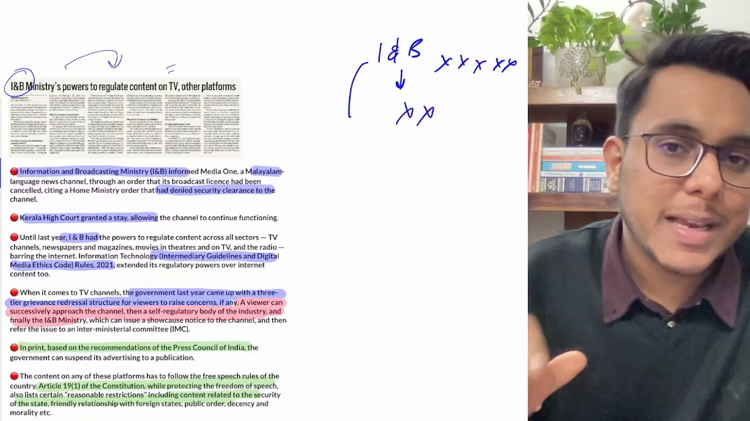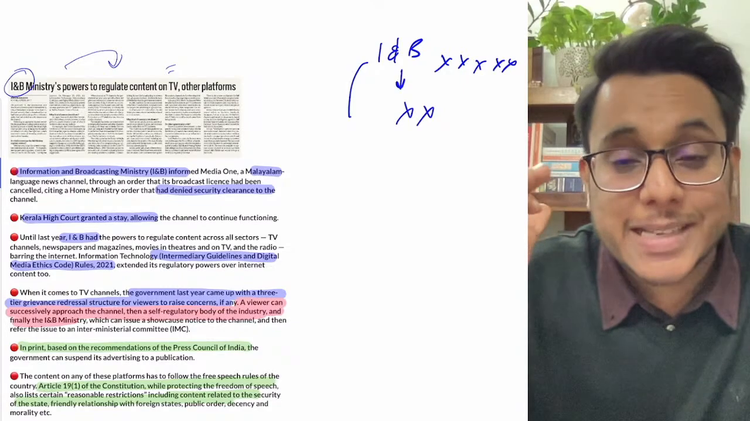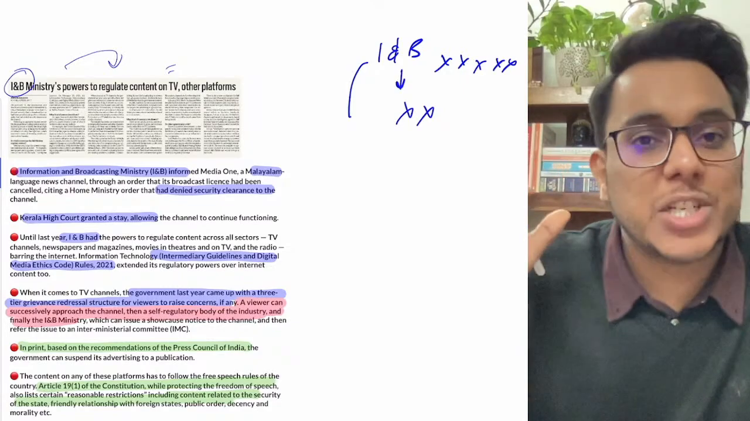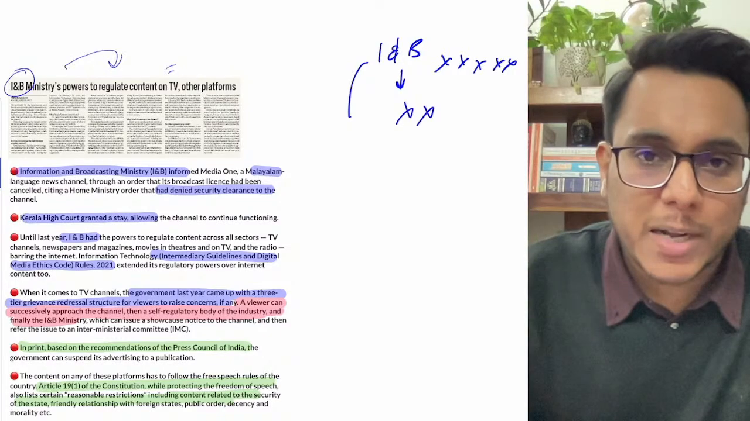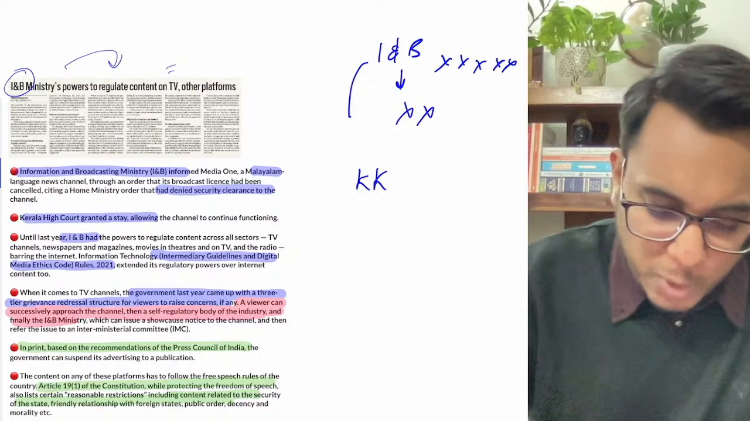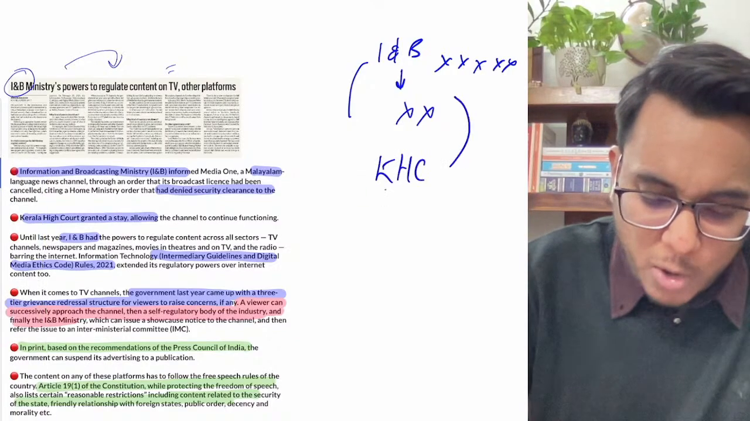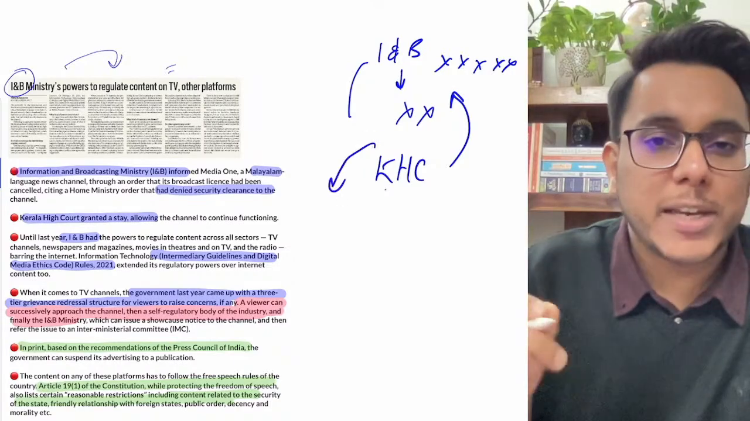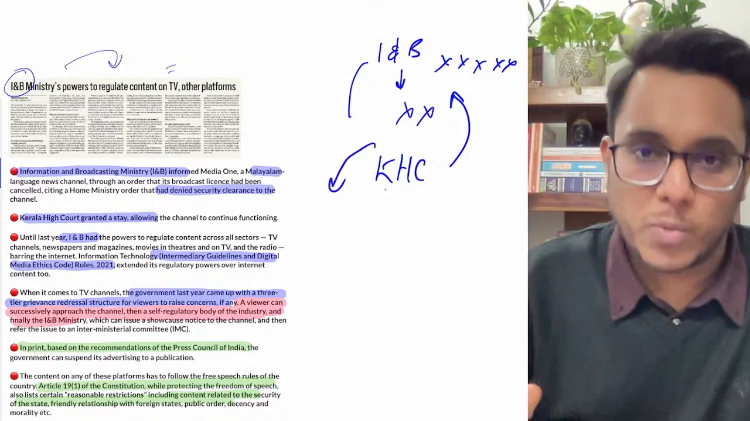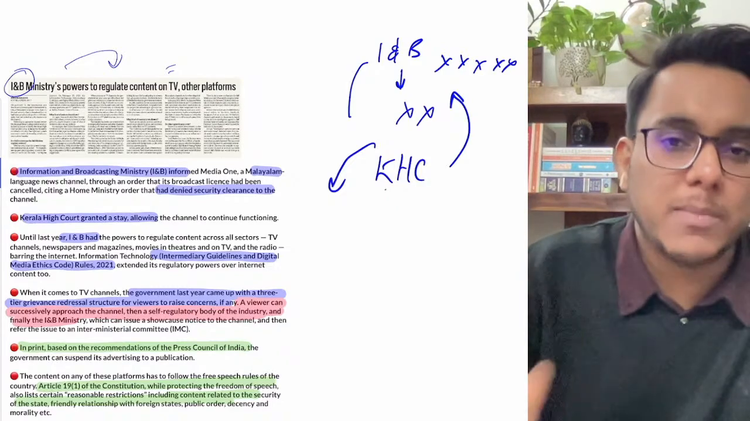Now the cancelling of the license of a news channel is being seen as an attempt to muzzle freedom of speech and expression. For this, the news channel reached the Kerala High Court, and the Kerala High Court put a stay on this development and allowed the news channel to continue. Is it clear? So this is the context, and under this context this issue becomes important.